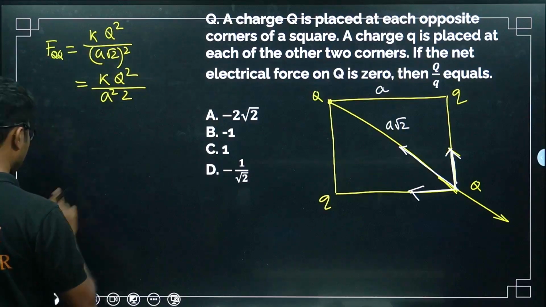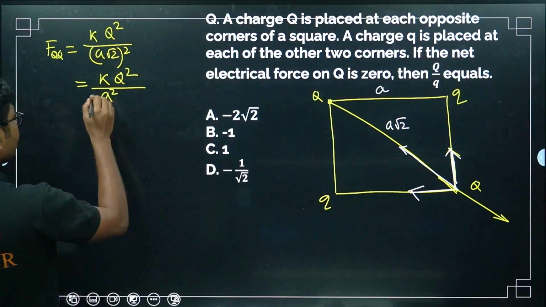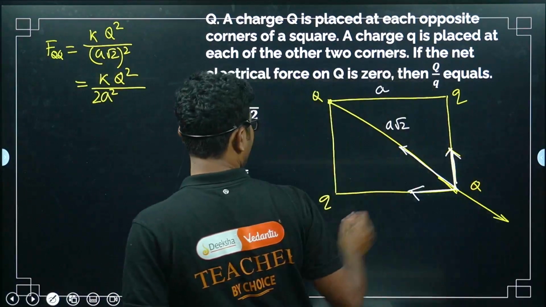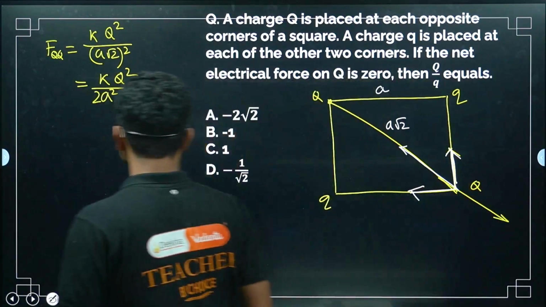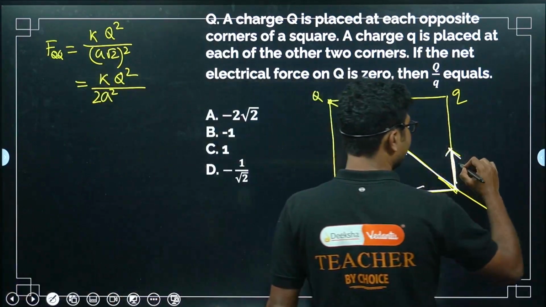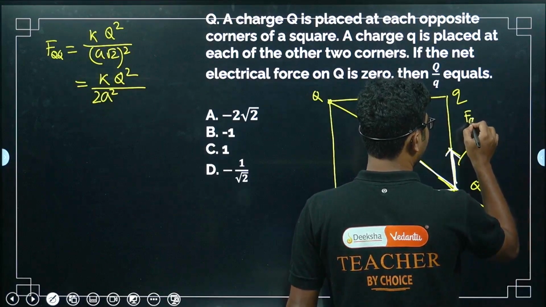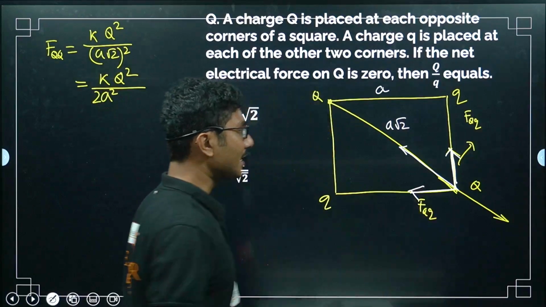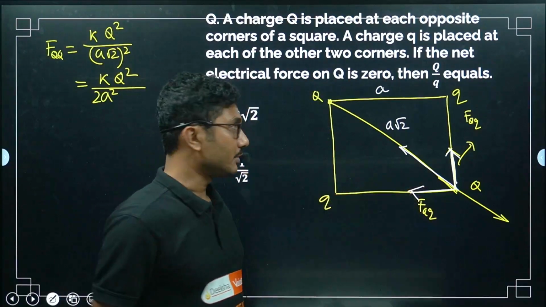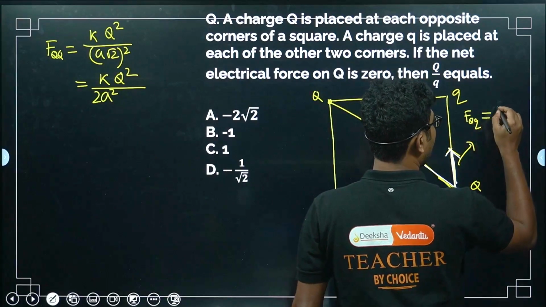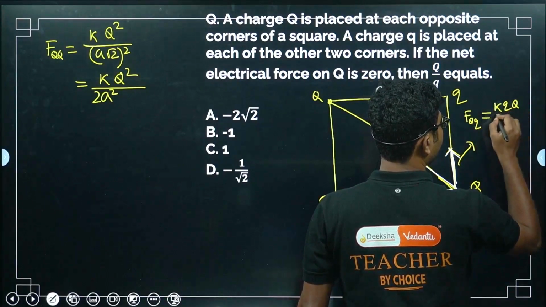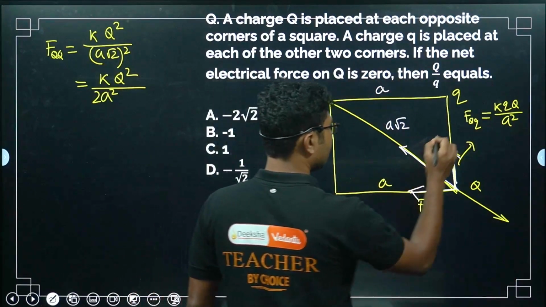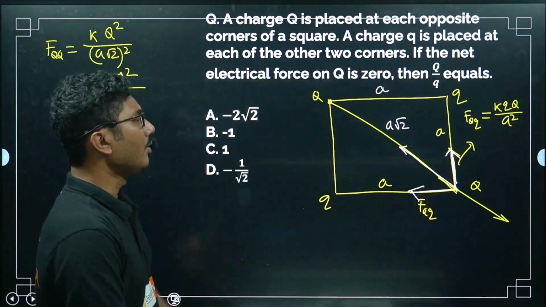Let me simplify this. 2A square. Don't get confused. Now we have to calculate these two forces. What is this force? Any one force, first write this force. F, capital Q, small q. The same amount of force will be here also, because the magnitude of the charges are the same, and the distance is also the same for both cases. So it will be K small q capital Q divided by A square. In this case the distance is only A, this is also A, this is also A, right? Now this is okay.